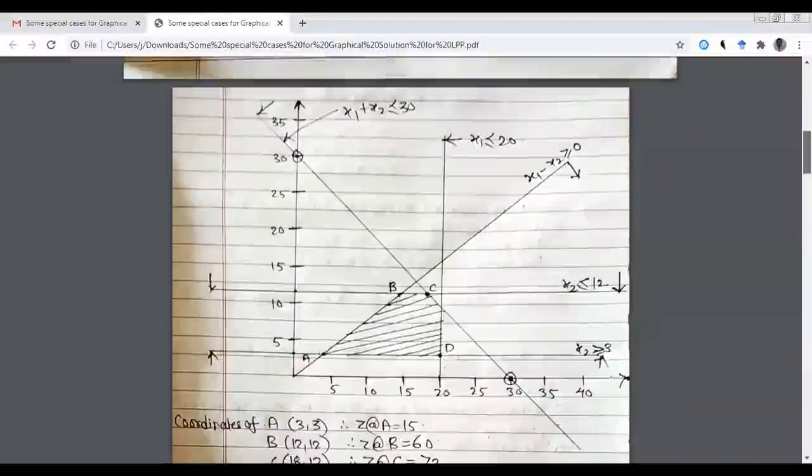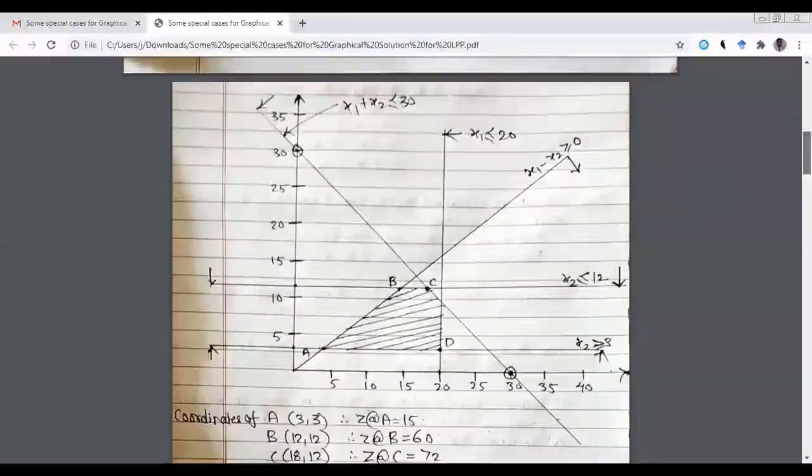Okay. So now, if I have to find the area which satisfies all these constraints, this hashed portion happens to be the feasible region. So here the feasible region is A, B, C, D, right? And as you all know the definition of a feasible region, it is that region which satisfies all the constraints, right? So any point in this feasible region can act as a solution, an optimal solution for this particular problem.